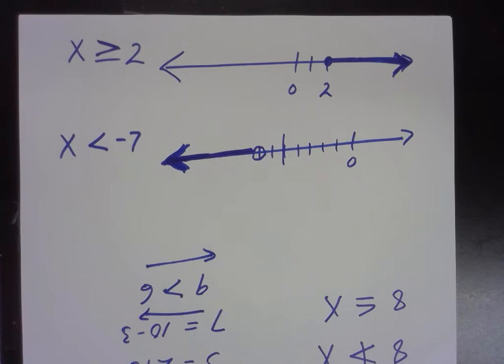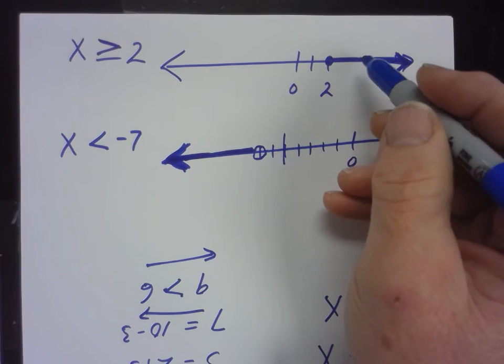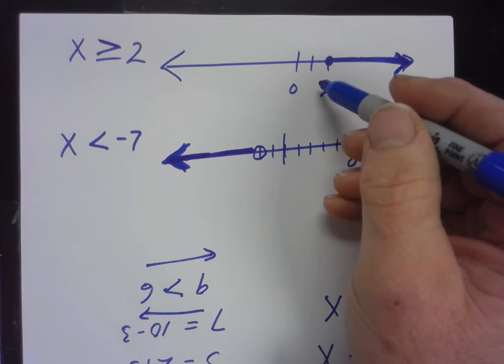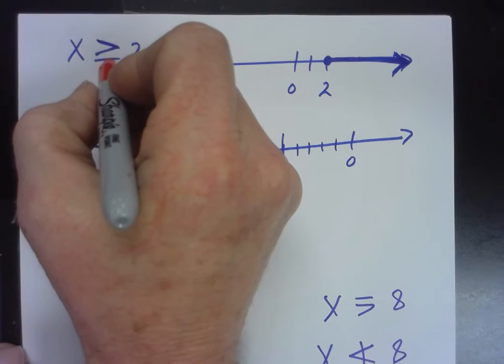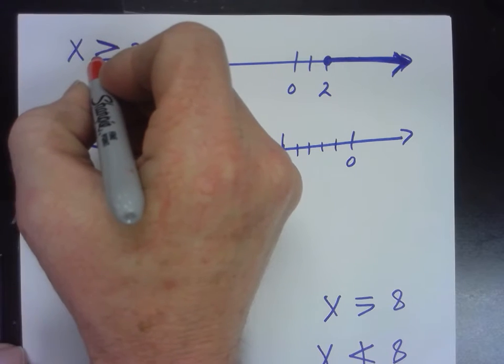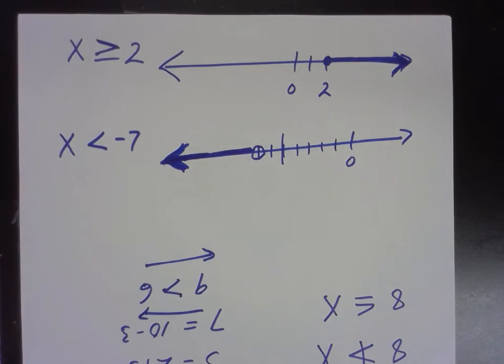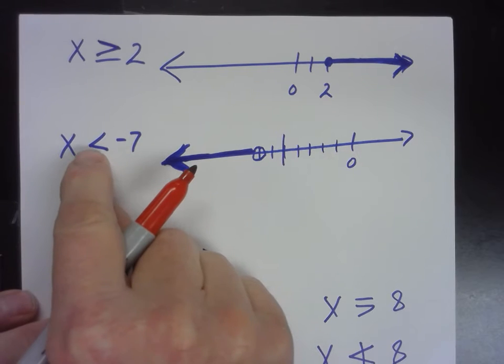Why is it open? Why is it an open circle and a closed circle? Oh, I didn't realize that. Who's done that on Alex before? Have you done the open circle, closed circle? A few of you, not a lot. Okay, so here I'm saying x can be equal to 2 or greater than it. And so the closed circle is saying, okay, I'm counting the 2, and then anything above. Here, I'm saying it has to be less than.